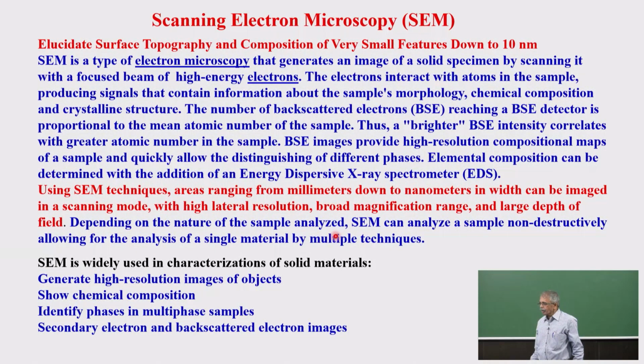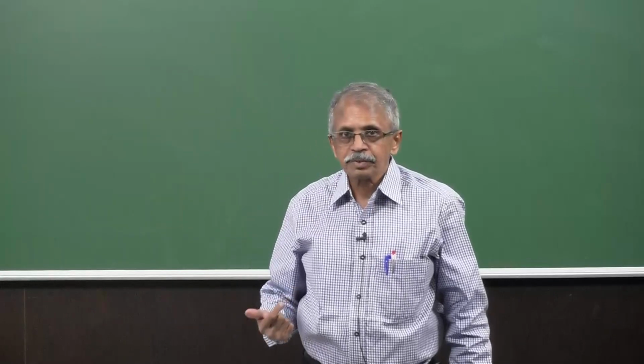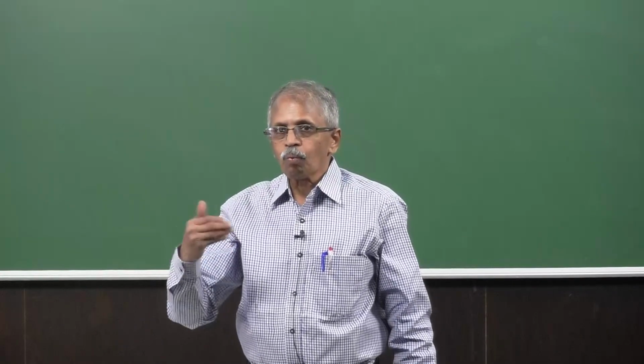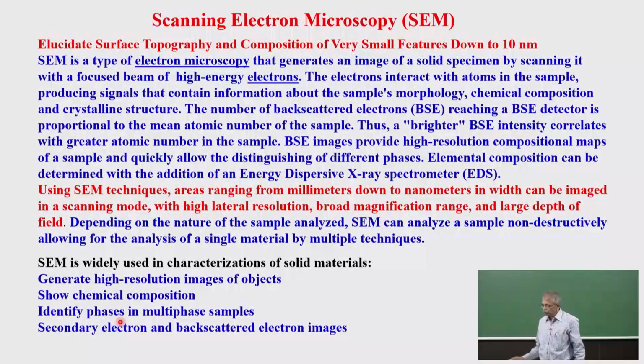Depending upon the nature of the sample analyzed, SEM can analyze a sample non-destructively, allowing the analysis of a single material by multiple techniques. So you get high resolution images, and it can give chemical composition also; you can identify the extent and the distribution, both the quantitative and the distribution parameters. You can identify phases, what kind of phases you have in multi-phase materials, because some crystalline materials can be in more than one phase. So you can identify the composition of that phase versus the composition of the other phase, using secondary electrons, backscattered electrons, etc.